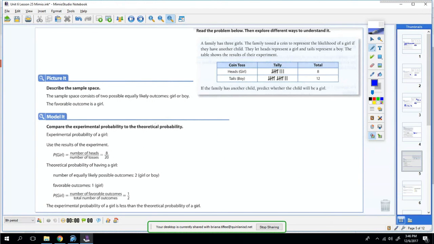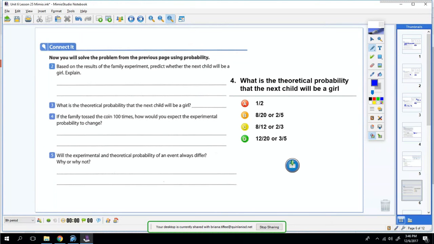All right, next problem. A family has 3 girls. The family tossed a coin to represent the likelihood of a girl if they have another child. Heads represents a girl and tails represents a boy. The table shows the results of their experiment. If the family has another child, predict whether the child will be a girl. All right, so let's answer some questions about that.